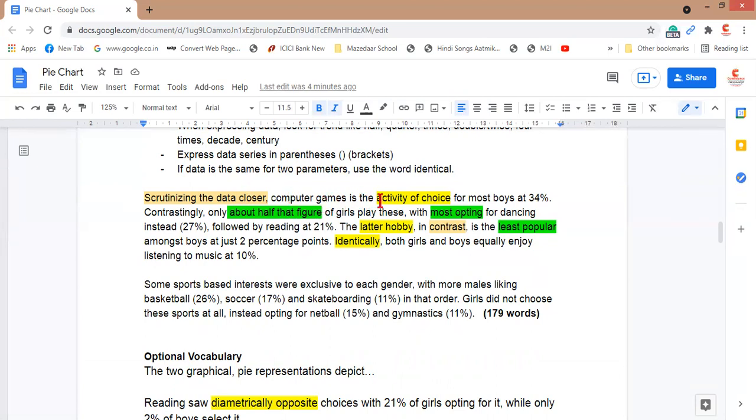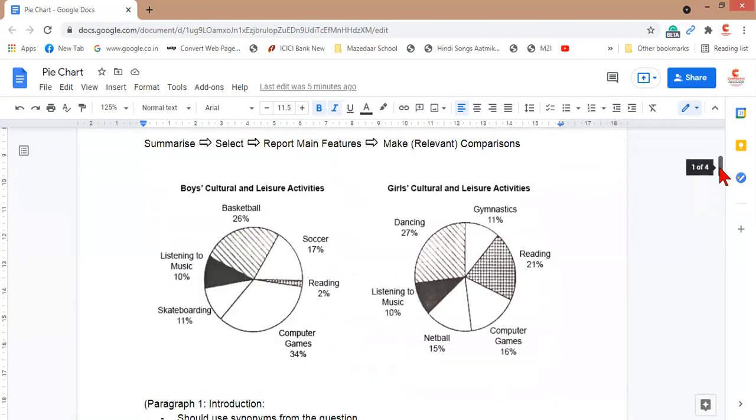Computer games is the activity of choice for most boys at 34%. Notice that instead of saying it is the topmost or the first activity, most preferred, you can use those words. I have used something different, activity of choice, and I brought in the superlative here, most boys at 34%. And then I have contrasted what the girls are doing with computer games. So I put contrastingly only about half that figure, only about half that figure.